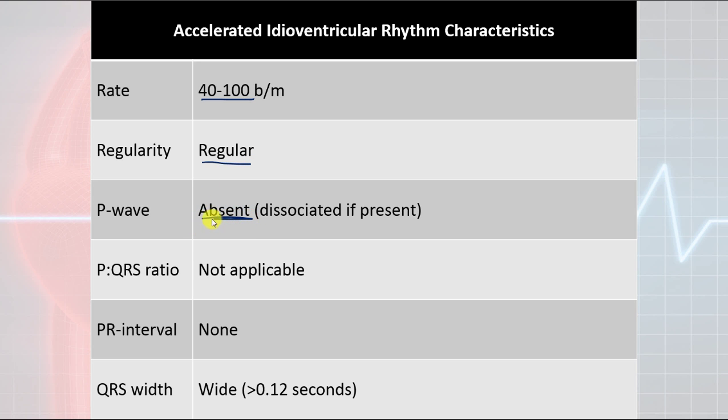The P waves are usually absent because if you have a P wave, normally the heart should be beating on its own in a more organized rhythm. But it can be dissociated if it is present. If there's no P wave, there's no P to QRS ratio, and there's going to be no PR interval. Idioventricular rhythms are usually wide because they come from the Purkinje network, and it causes the QRS to be extremely wide.